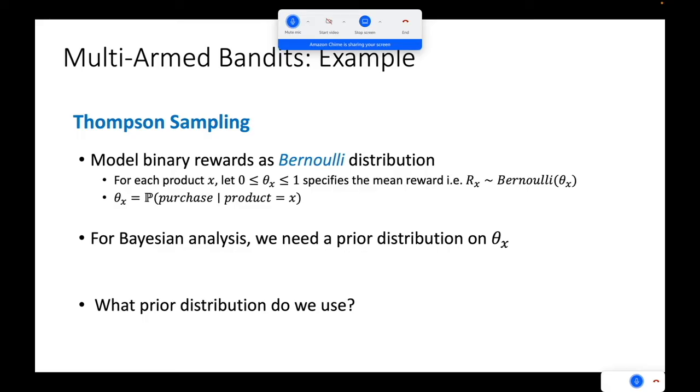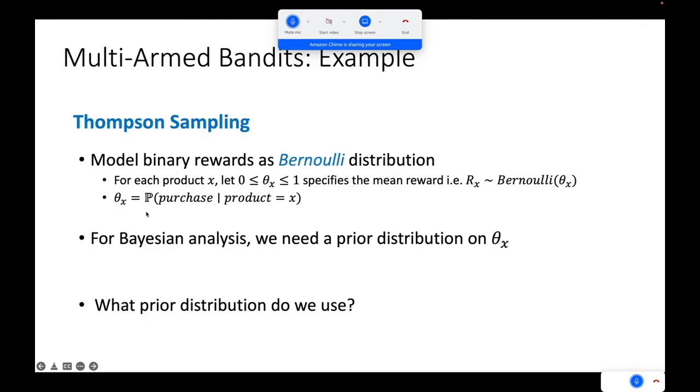For binary rewards, we can model it as a Bernoulli distribution. A Bernoulli distribution has a parameter between 0 and 1 that specifies the mean reward. You can think of it as tossing a coin with this parameter. If the coin turns up heads, we assume that the customer will purchase the product.